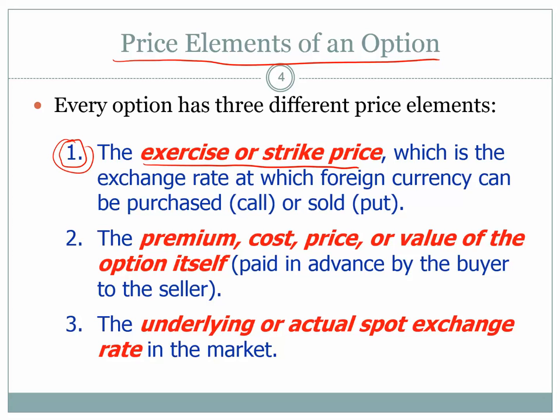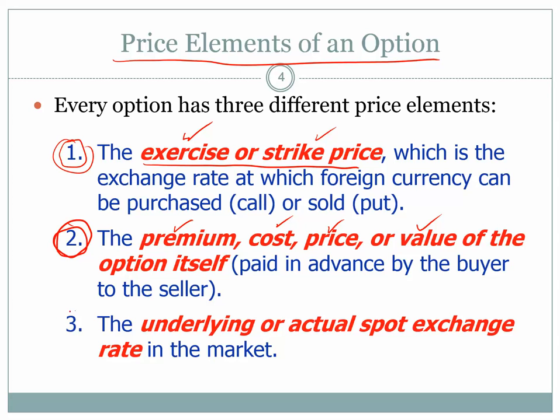So for example, if I had a call option to buy euros at $1.25, I'll call that price, $1.25, the exercise or strike price. Now also in an option, unlike a forward and futures contract, you have to pay a price up front to just have that option. That price you pay up front is called the premium, the cost, the price, or sometimes called the value of the option. And this is paid in advance by the buyer of the option to the seller of the option.